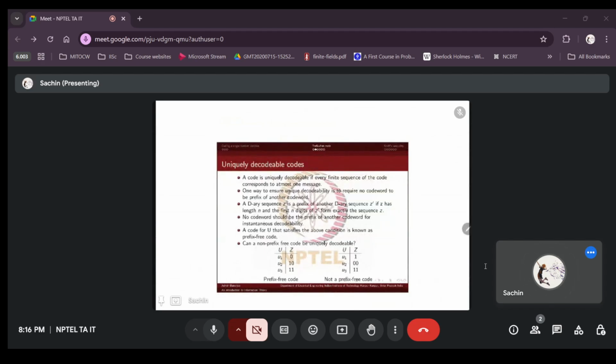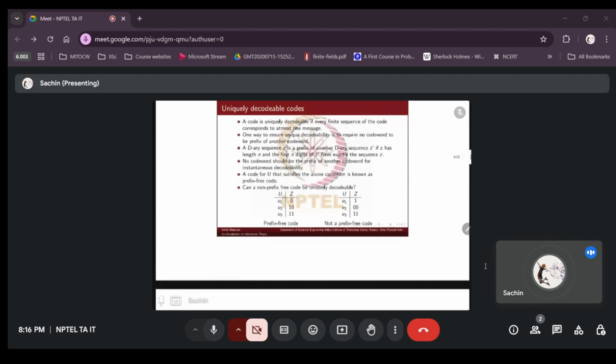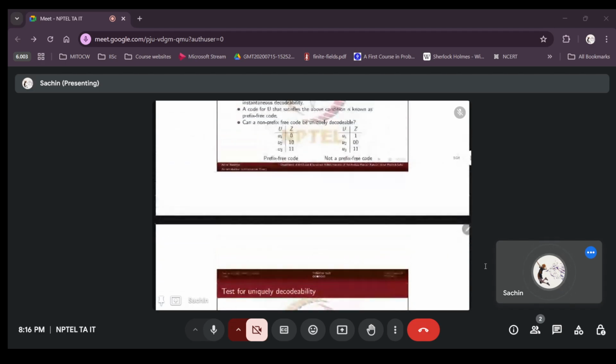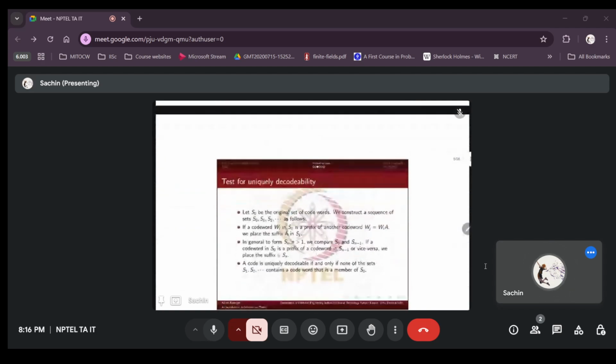Then we saw what a uniquely decodable code is. Given any sequence, you can always split it into unique code words. There is only one way to split it into code words that's uniquely decodable. If you make it a prefix code, then it is always uniquely decodable and it's also instantaneously decodable.